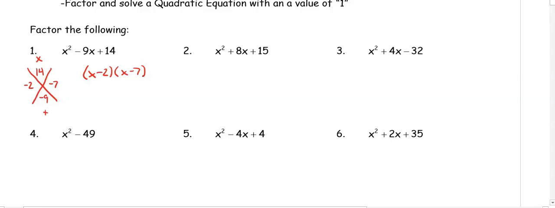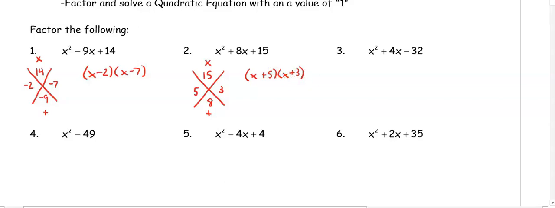In number 2, we have x squared plus 8x plus 15. So we want two numbers that multiply to 15 and add to 8. So we're multiplying to a positive and adding to a positive, so both numbers are going to be positive. Two numbers that multiply to 15 are 5 and 3. So we would have x plus 5 and x plus 3.